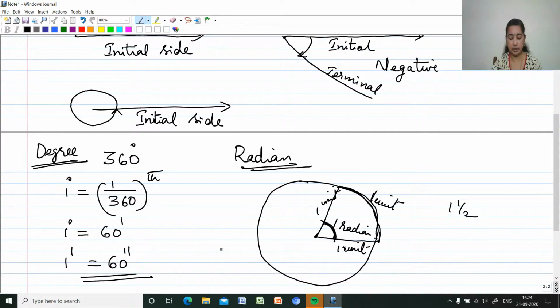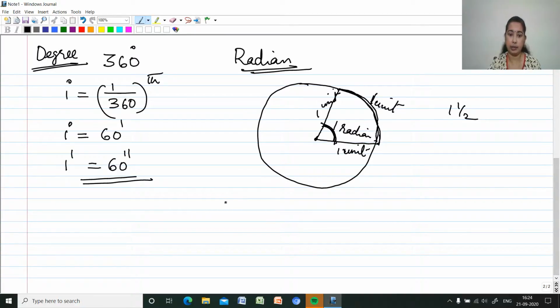Now there is a relation connecting radian measure, that is angle subtended, arc length and the radius. So arc length, let it be L, radius let it be R, and the angle subtended, let it be theta. So the relation connecting all these is theta is equal to L by R. And one condition is that this theta should always be in radian. Only in radian measure we can use this formula.